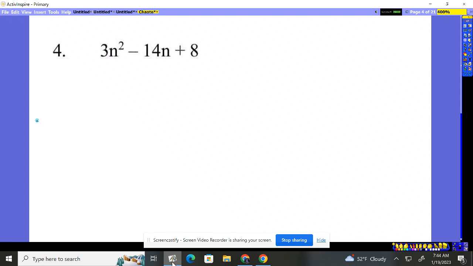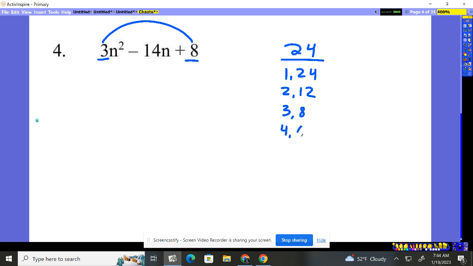Number 4. All right, we notice the first thing, we got to factor this trinomial. We notice the a value is a 3. That tells me I'm going to need to do the busting b method, where I multiply the a and the c value. So 3 times 8 gives us what? 24. Multiples of 24 now. 1 times 24, 2 times 12, 3 times 8, 4 times 6.